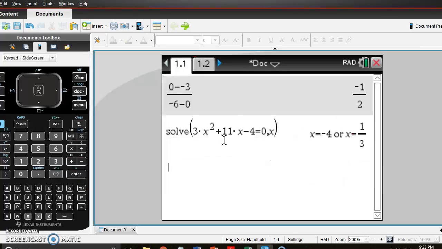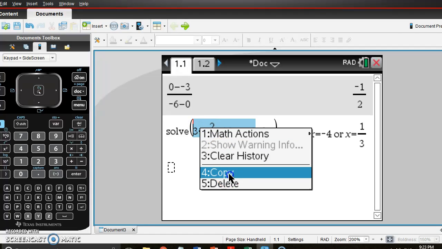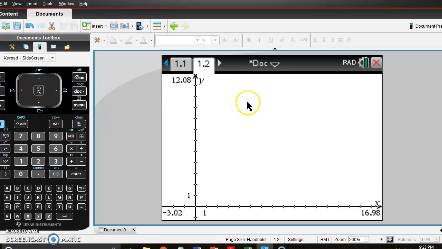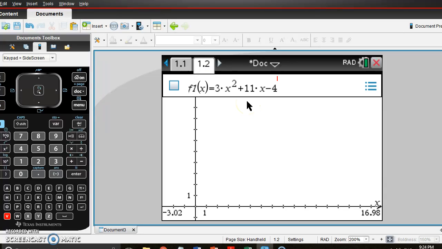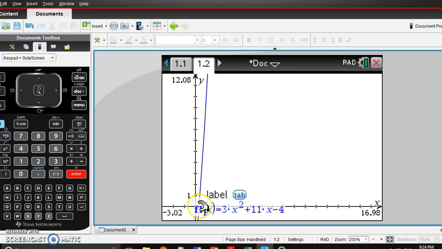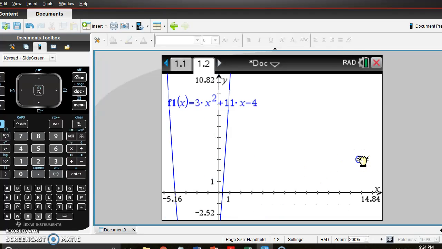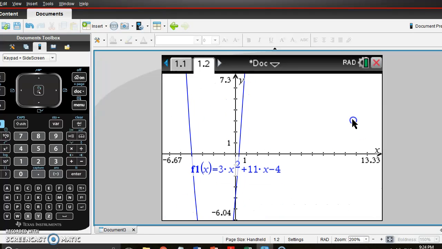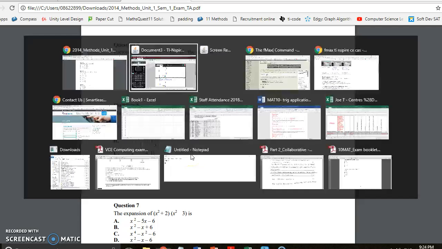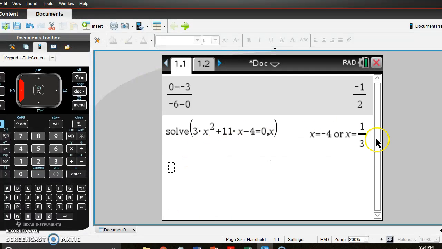How else can we solve that? Well, we could graph that. So let's see if I can copy this. I'm going to right click, and you should be able to do this. Copy. Let's go to the graphing page. I'm going to paste it in. Graph that. There we are, at a third. Oh, nice. We are at about a third and then -4. Is that what we said? A third and -4? Yep, there we go. So that works out well.